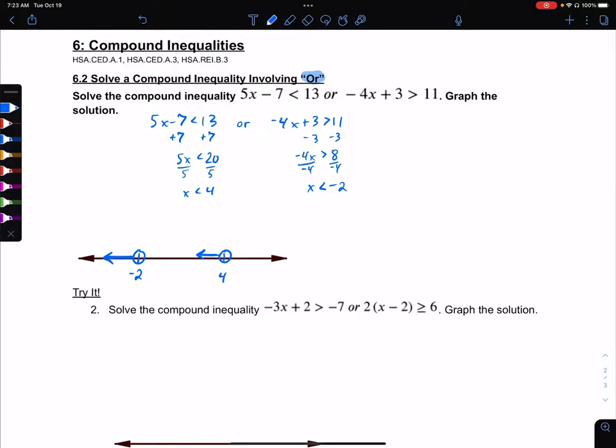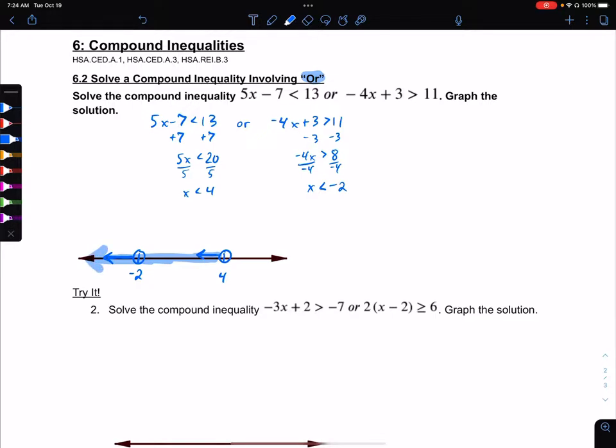Now, a lot of times, and this is kind of a unique situation, I don't want to say unique, but a rare situation. Most times with OR statements, one of them goes left, one of them goes right. That's just kind of how the problems work out. However, it is possible for both of the inequalities in the OR statement, in the compound inequality, to head in the same direction. And if that is the case, you would just shade everything here, right?